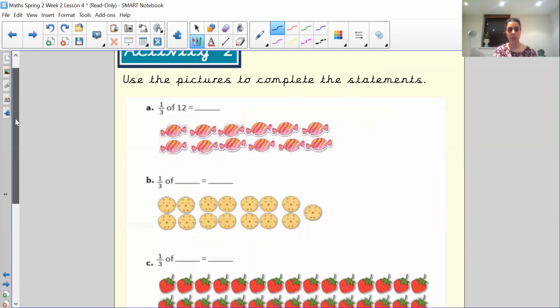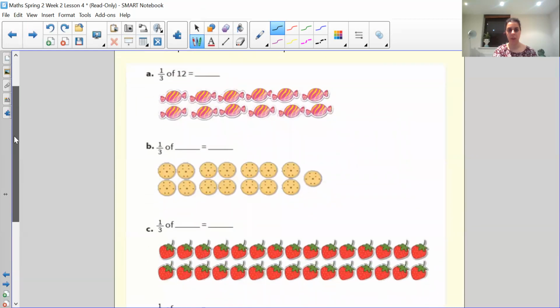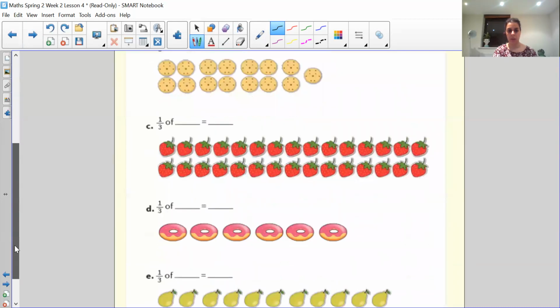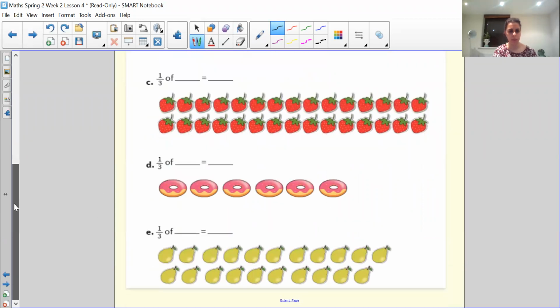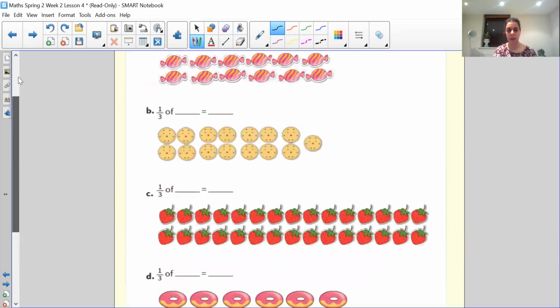Activity 2, use the pictures to complete the statements. A third of 12 equals, a third of something equals, a third of that many strawberries equals, a third of that many party rings or donuts equals, and a third of that many pears equals. Remember to split it into 3 groups and use objects around the house if you need to.